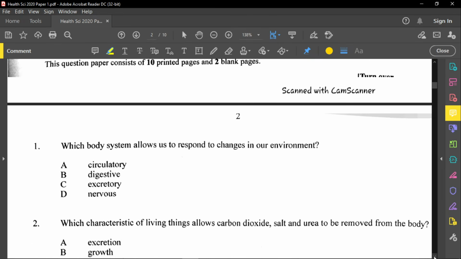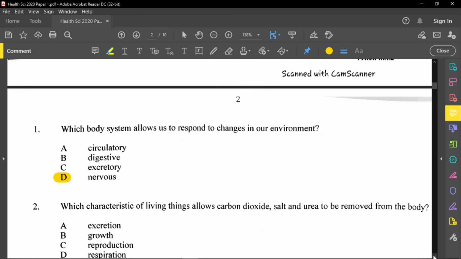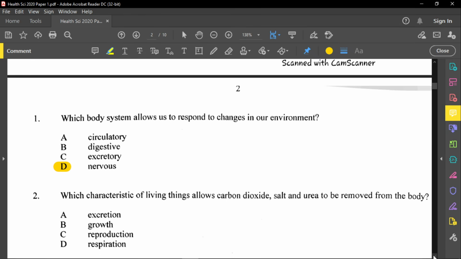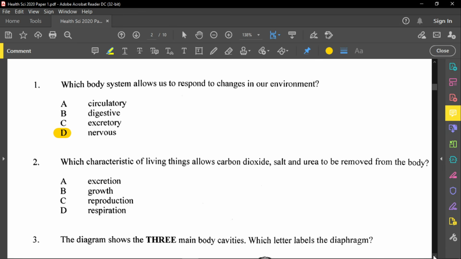The first question reads: which body system allows us to respond to changes in our environment? The changes in the environment are called stimuli, and so our nervous system will help us to respond to stimuli. You should also know the stimuli and the sense organ responsible for them. So for example, our eye responds to light, and our ears respond to sound vibration. All right, let's jump into question number 2.